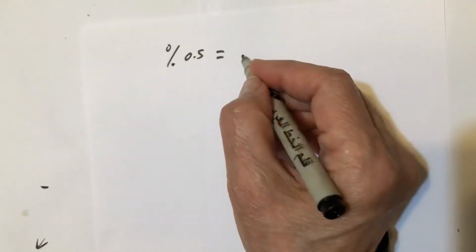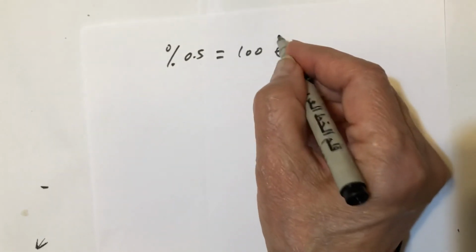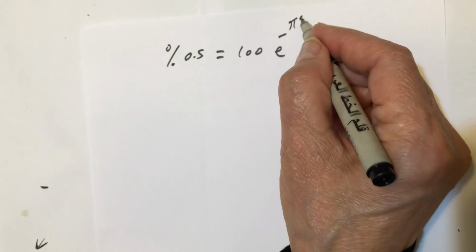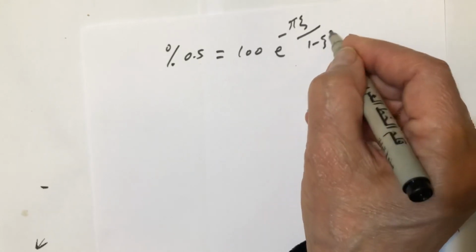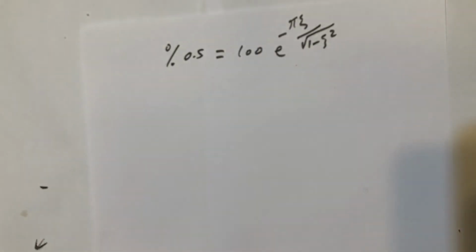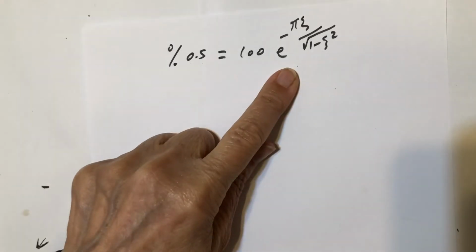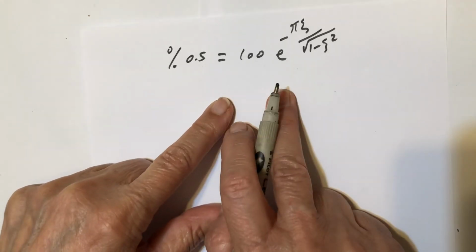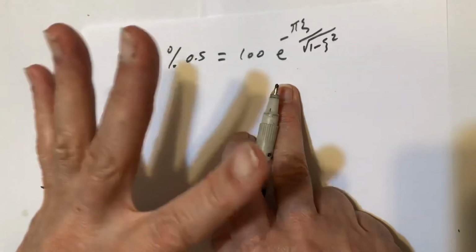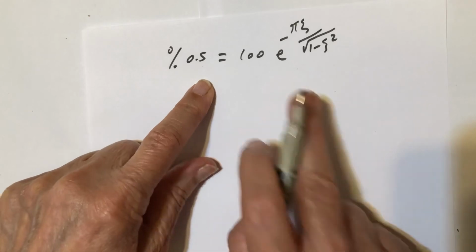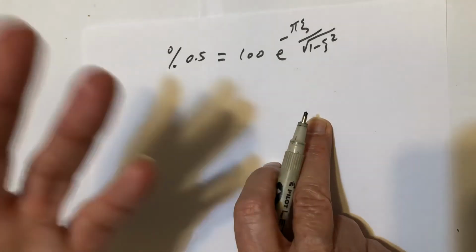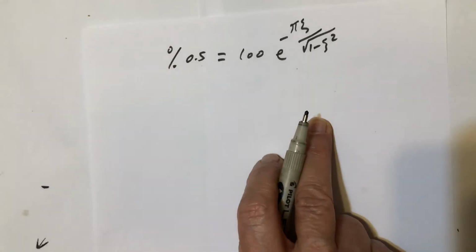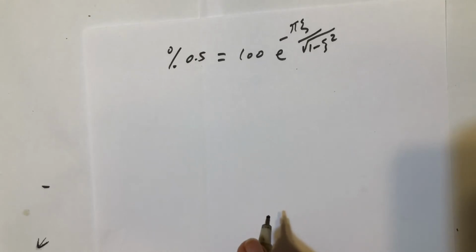What is it? It equals 100 times e to the minus zeta pi over the square root of 1 minus zeta squared. Okay, this needs a bit of calculation. Either you use this or you use the table, but most of the time we use this expression because it gives all of us the same answer if we solve it. But if we use the table, everyone can read it differently, so we'll get different answers.